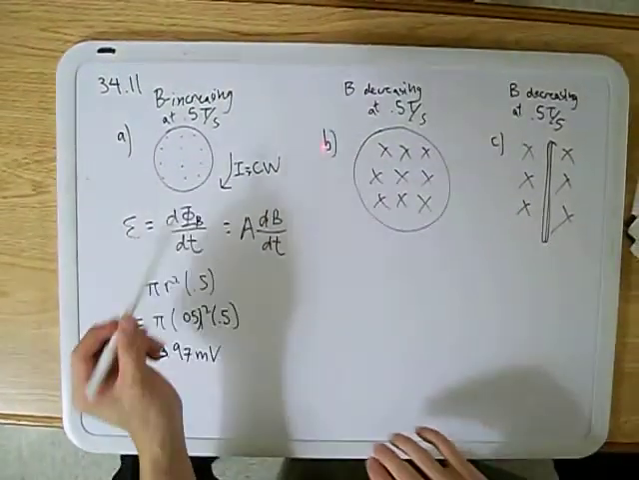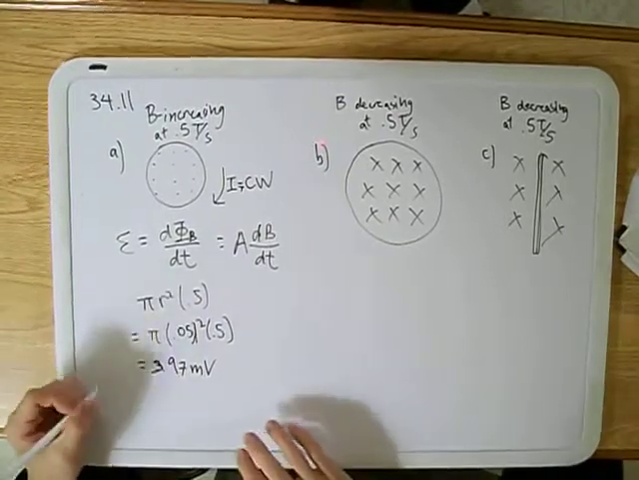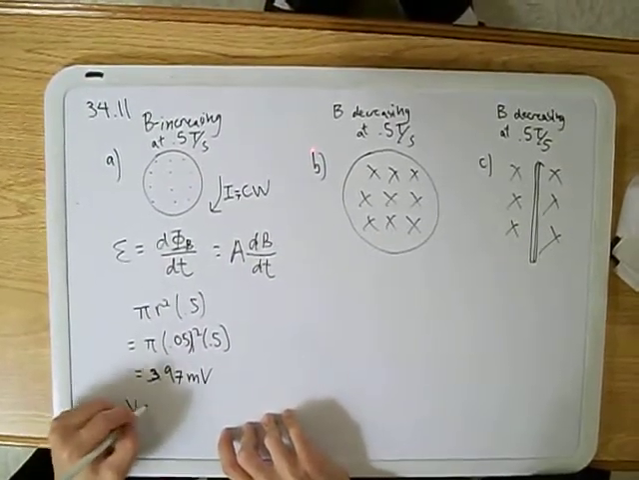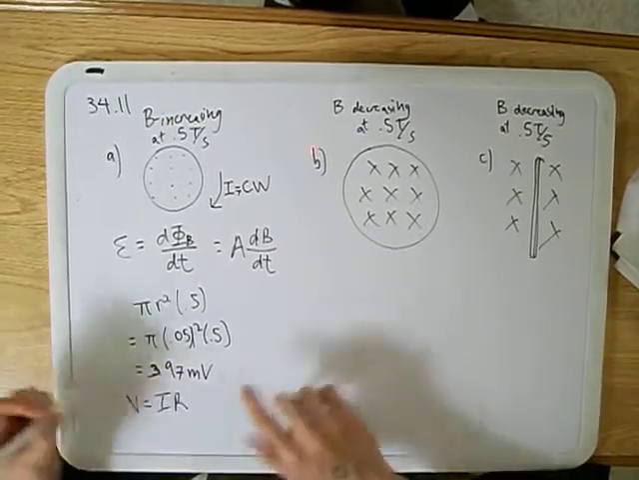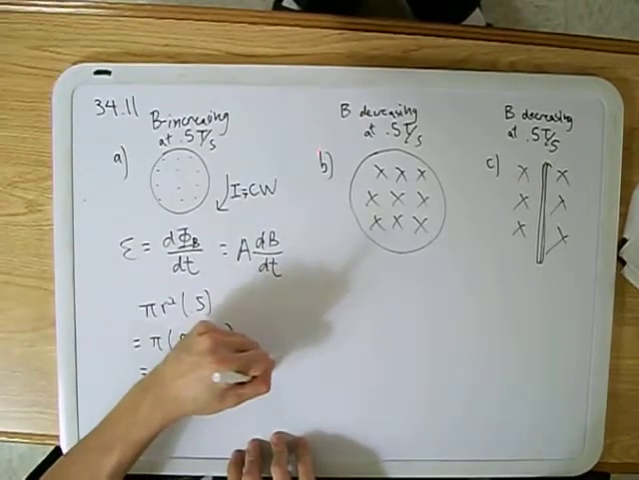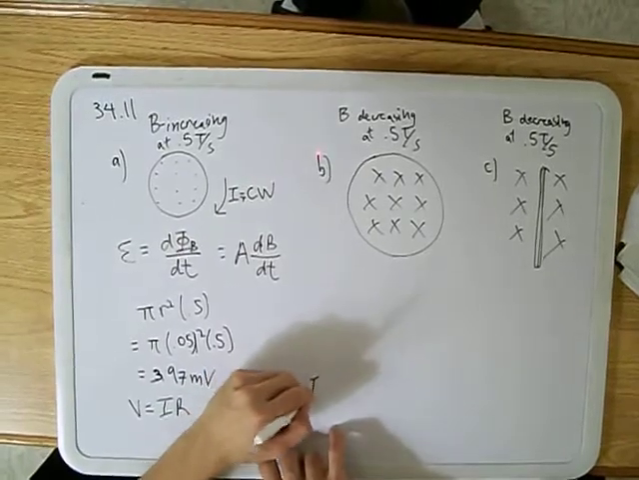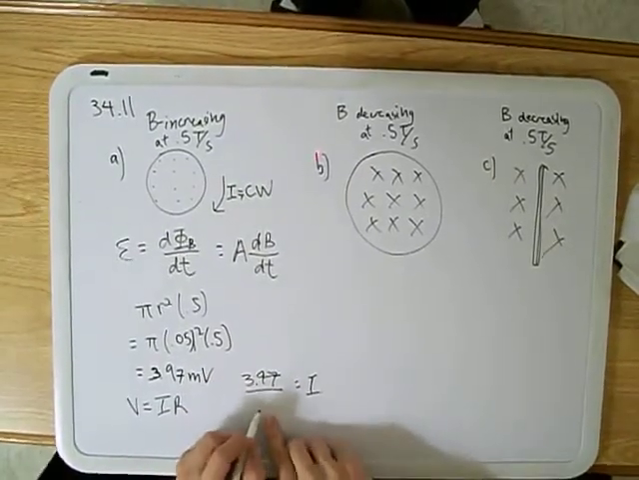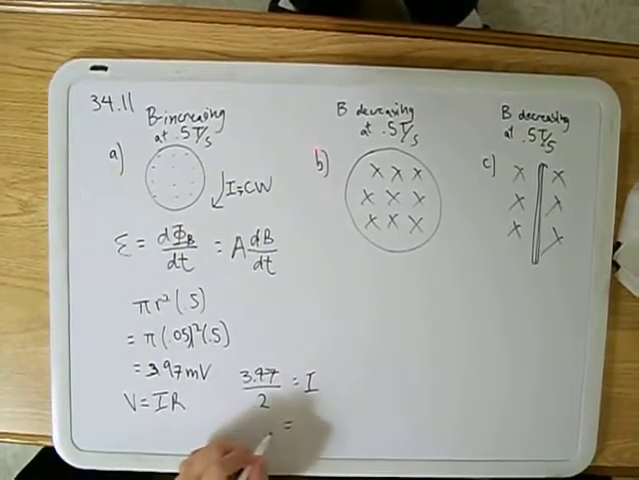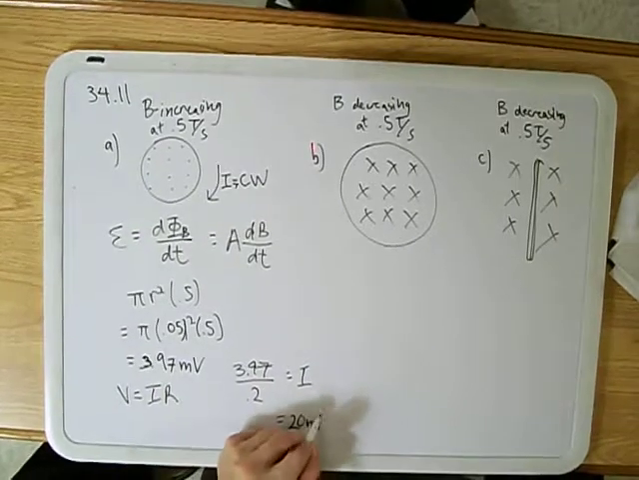And the direction will be clockwise, and you can find the induced current from V equals I R. Putting in the EMF as V will give you 7 divided by your resistance, which is 0.2 ohms, will give you a current of 20 milliamps.